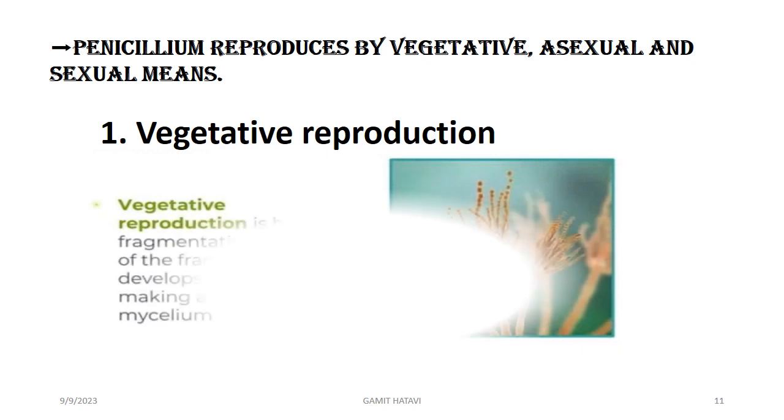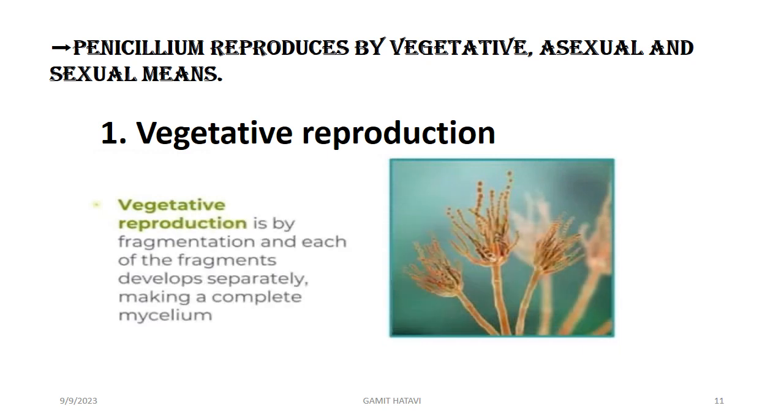Penicillium reproduces by vegetative, asexual and sexual means. Vegetative reproduction is by fragmentation, and each of the fragments develops separately, making a complete mycelium.